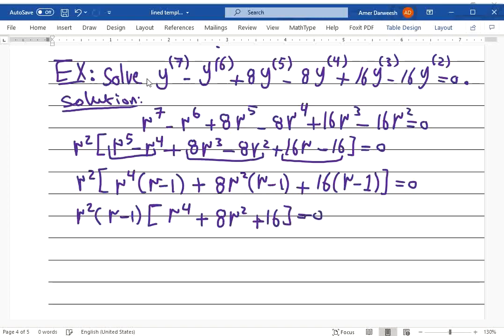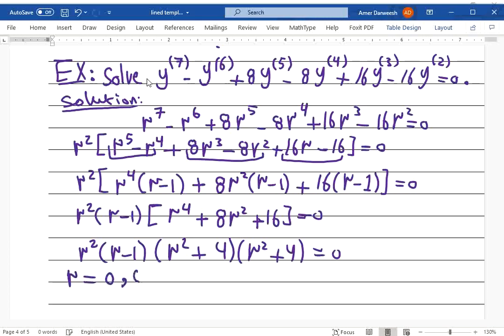We can factor this now as a quadratic equation, considering r to the power 4 as r squared. So I get r squared plus 4 times r squared plus 4 equals 0. So here we have a repeated real root, one distinct root, and repeated complex roots. So the roots are r equals 0, 0, and 1 for this term. And also here I have complex roots, minus 4, square root, so it is plus or minus 2i, as we have seen before. And here is also repeated 2 complex roots.